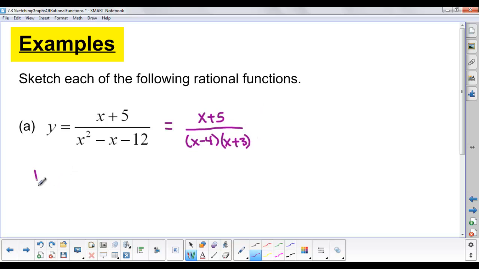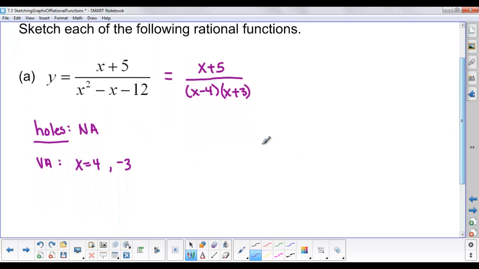So let's list all the key features of this function. Because there are no common factors, we can't cancel anything out, so we have no holes in this function. We can check next for vertical asymptotes. Vertical asymptotes happen when the denominator equals 0. Focusing on our denominator, when x equals 4 or when x equals negative 3, the denominator would be 0.